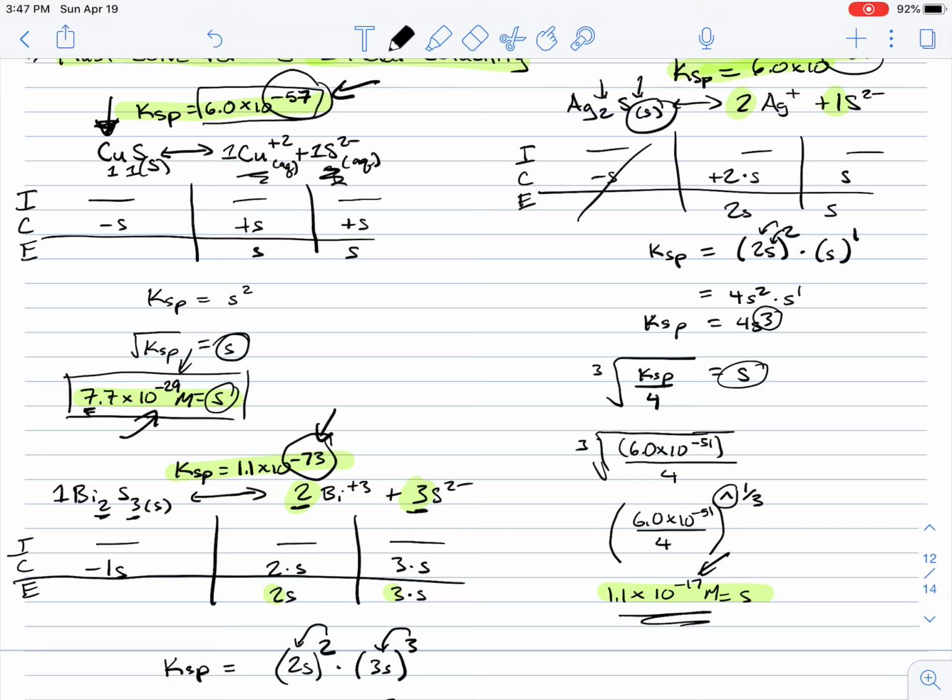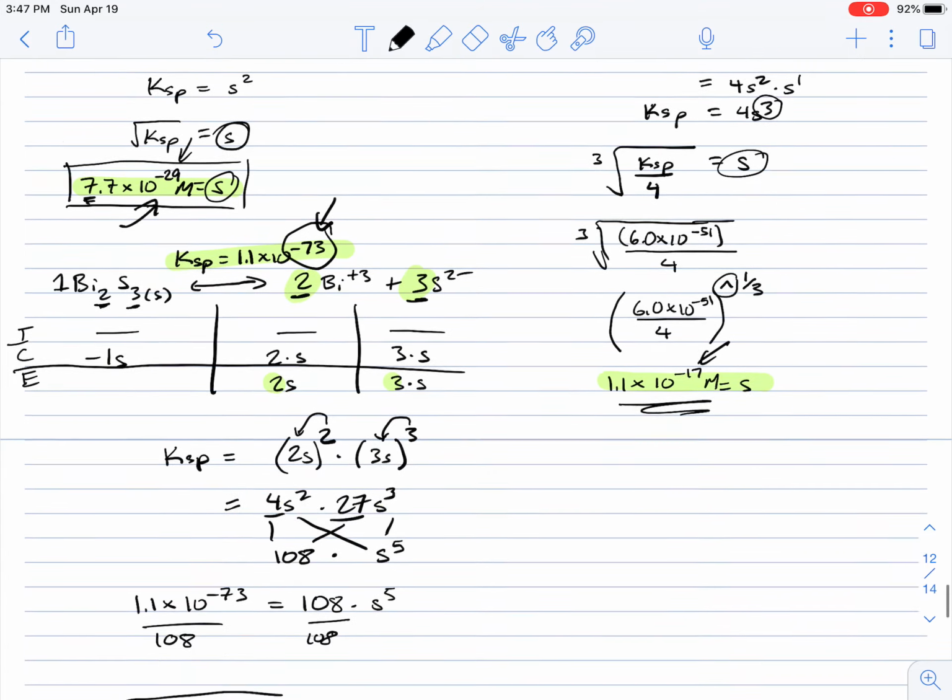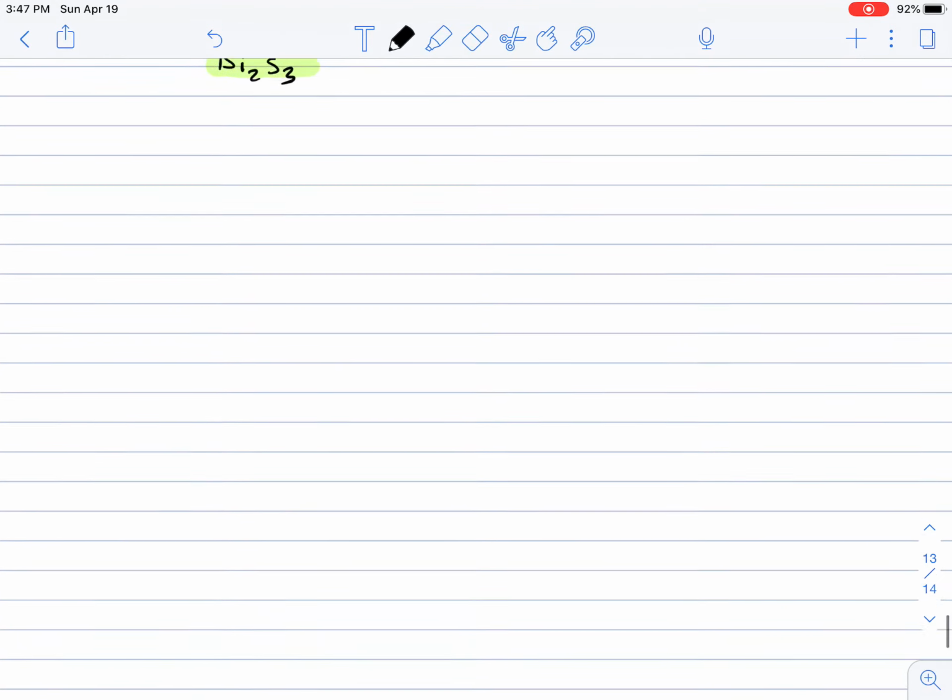Just so that you guys can see this, I'm going to clean up my work. I'm going to summarize the results, and I'm going to align the KSP and the molar solubilities, just so everything is read in one screen, and I'm not moving everything.